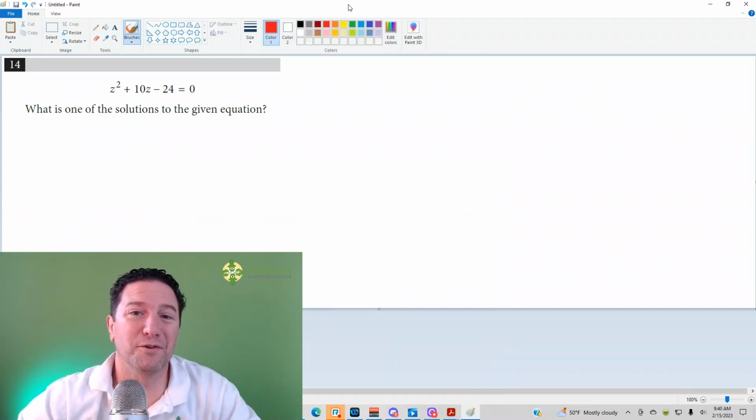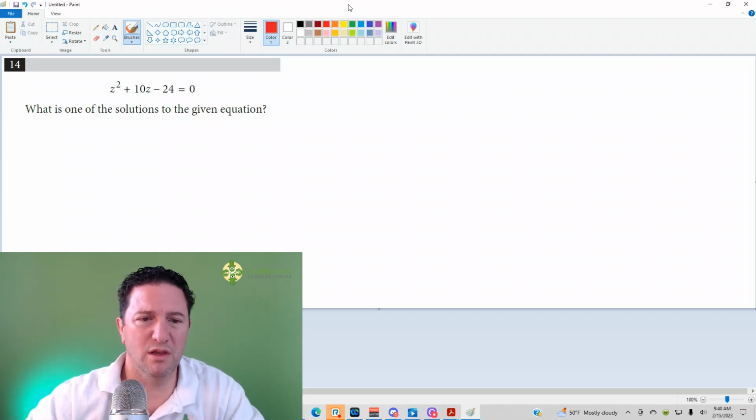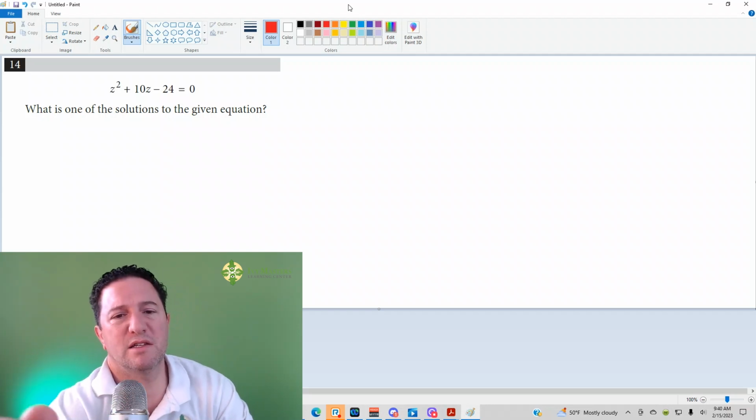Hi, I'm Paul Basolga, Ivy Masters Learning Center at ivymasters.com, and today we're going to look at the 14th question from the Linear Digital SAT Test 1 Module 1 Math, and it reads, what is one of the solutions to the given equation? So you might recognize this as a quadratic.